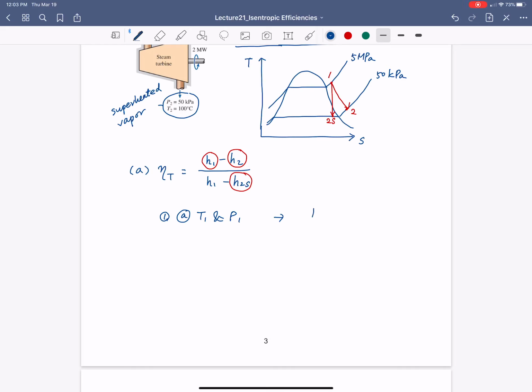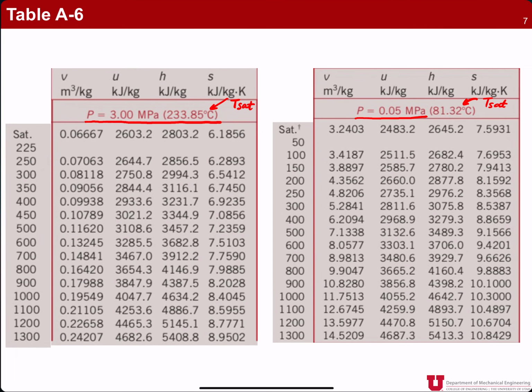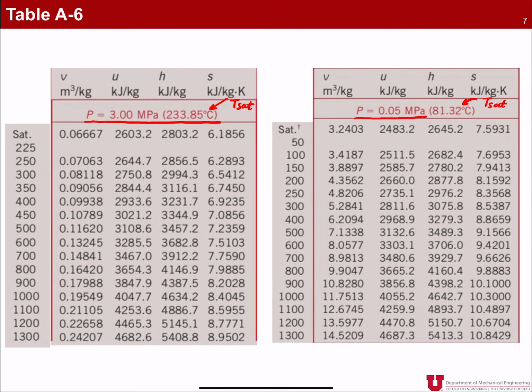I'm gonna write down the enthalpy and entropy because we need entropy later. The way we find these two values is by using the table again, in table A-6.